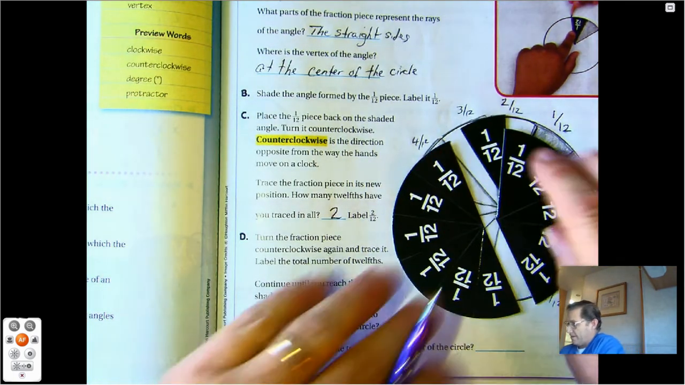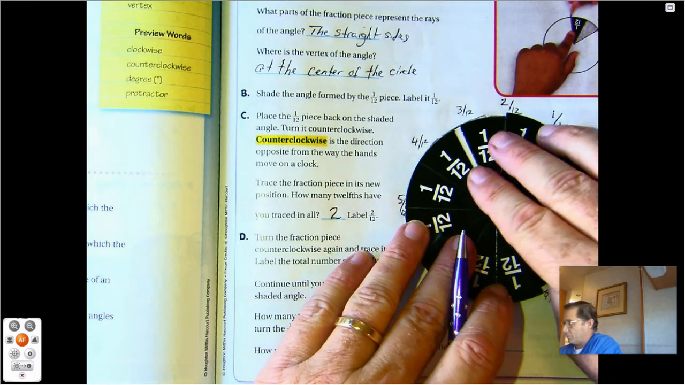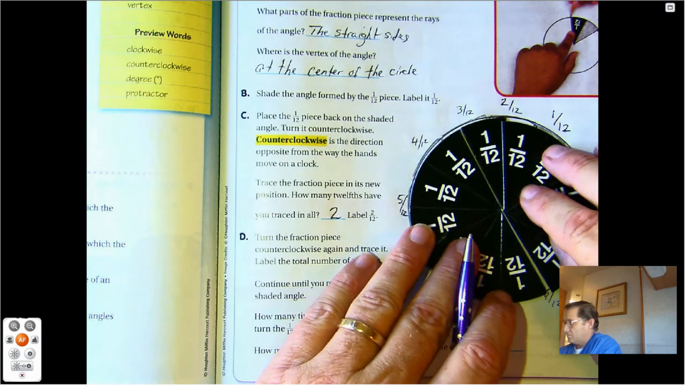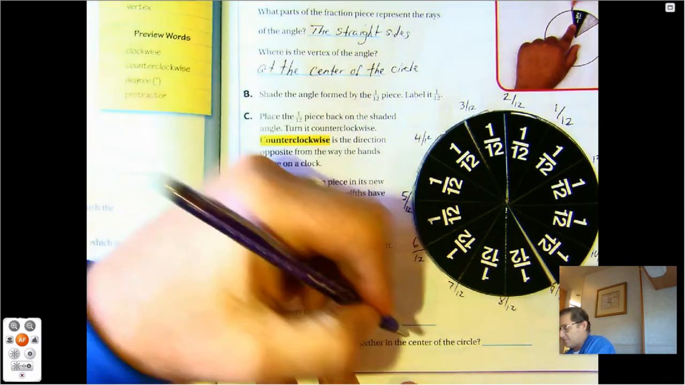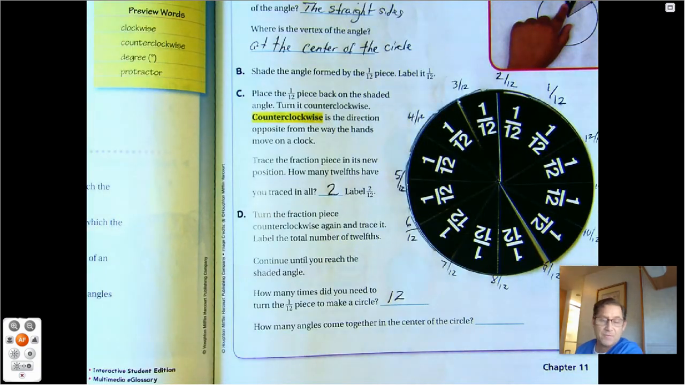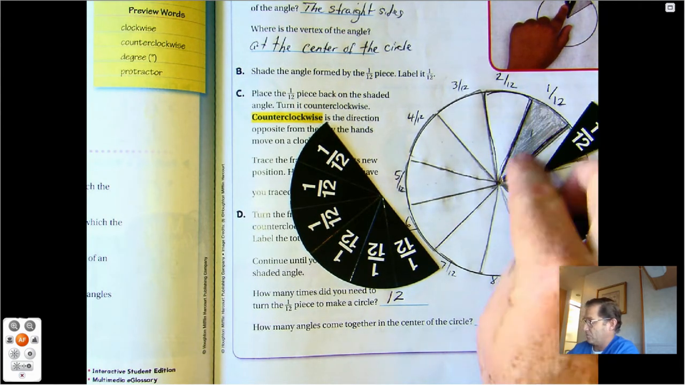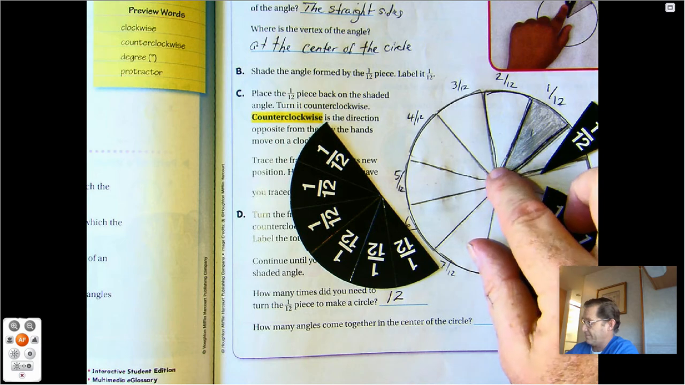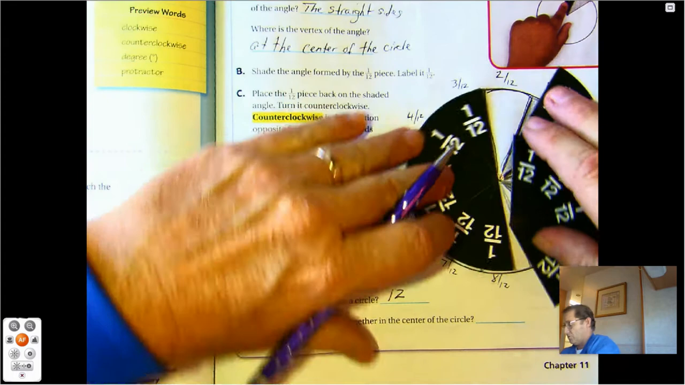Now, how many are there if we keep going around until we get back to where we started? Well, there are going to be 12 sections, right? 12 12ths. How many times do you need to turn 1/12 to make a circle? 12 times. How many angles did we make? Well, each piece was an angle. So 1, 2, 3, 4, 5, 6, 7, 8, 9, 10, 11, 12 angles.